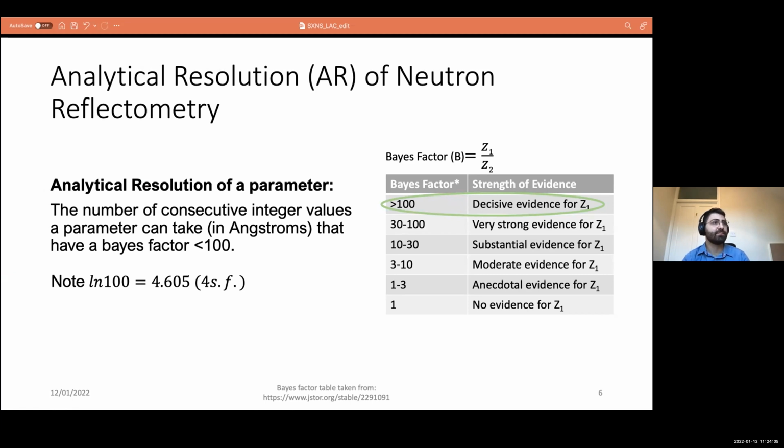And as you can see from the table, anything with a Bayes factor above 100 has decisive evidence. Please also note that the natural logarithm of 100 is 4.6, because my figures are going to be in logarithmic scale. This definition is good at pinpointing the biggest range of values a parameter can take, and the bigger the analytical resolution, the more ambiguous the results are. So now I have the framework. What we need is to put it into practice.